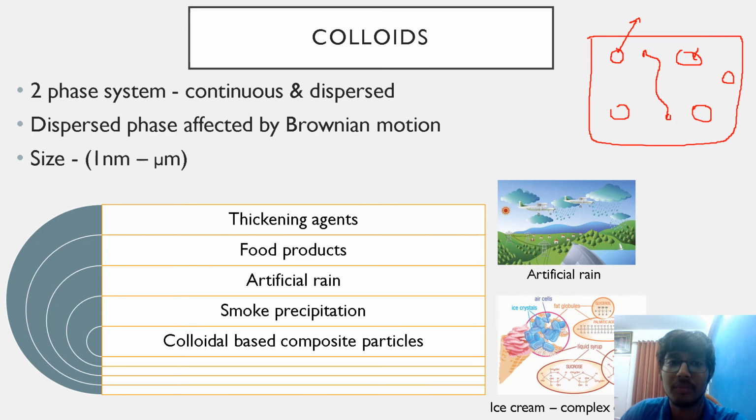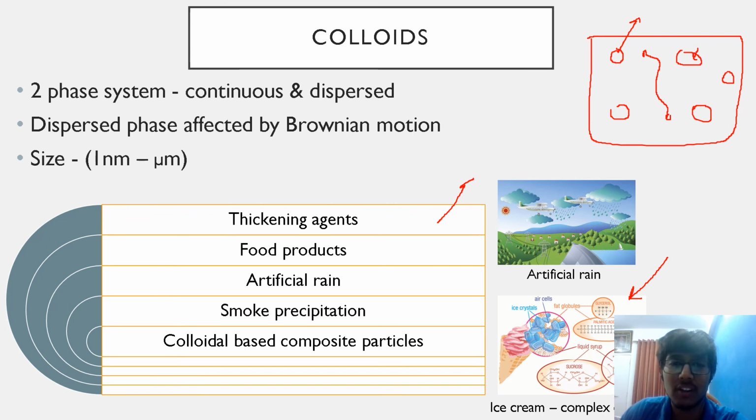Now, colloids are used in food thickeners, toothpaste, lotions, lubricants, ketchup, etc. They're used in food products like milk, eggs, and ice cream, which is a complex mixture of three colloidal types: an emulsion of butterfat, a foam of air bubbles, and a gel of ice crystals. Again, they're used in artificial rain, smoke precipitation, etc.